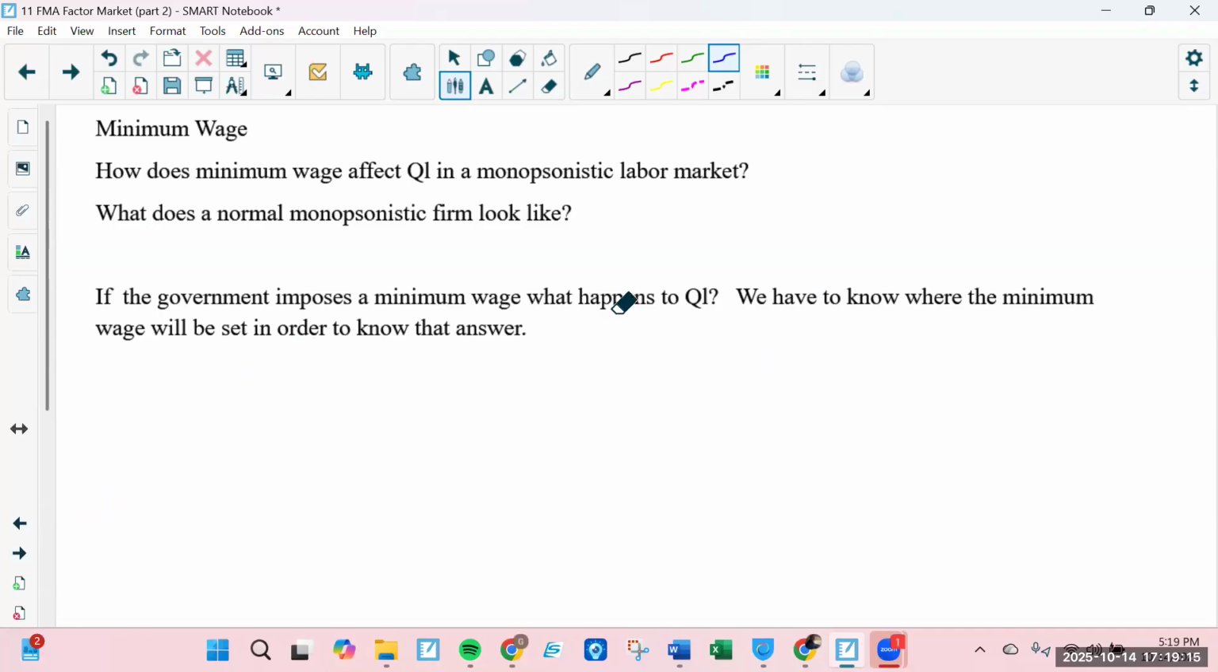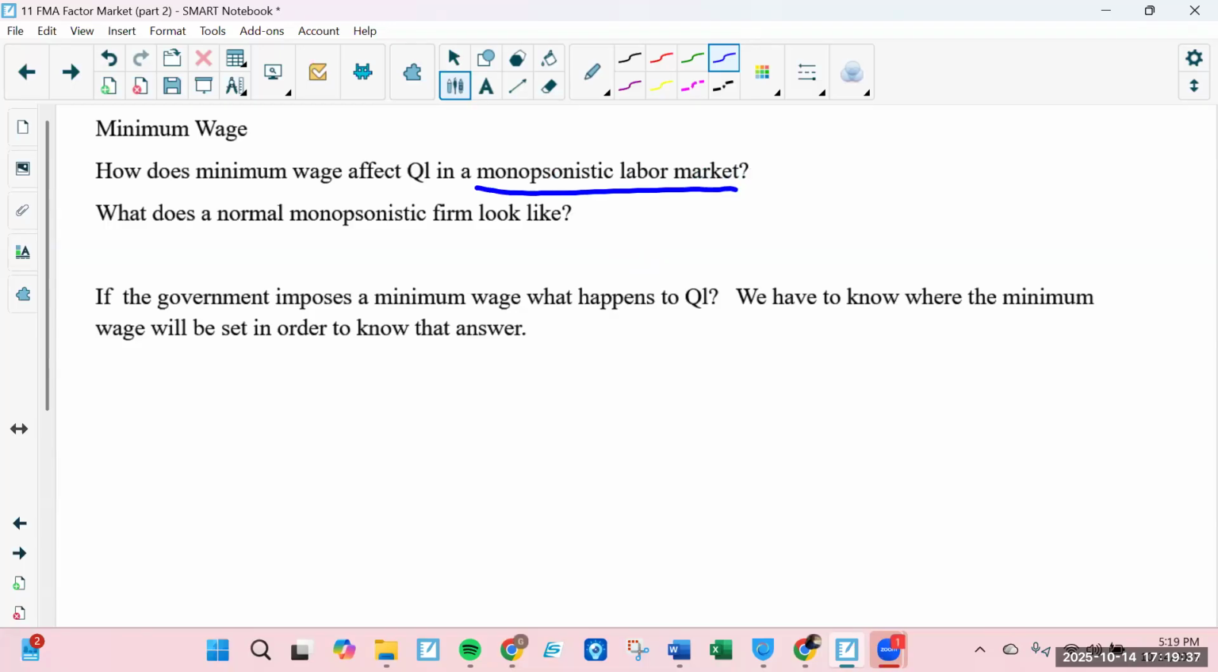All right, let's talk about minimum wage here. Minimum wage is where the government comes in and puts in a minimum wage. In other words, everybody has to be paid equal to or more than that. So what we want to know is how does it affect a monopsony? Okay, we're going to go to a monopsonistic labor market. We're going to see how it affects a monopsony.